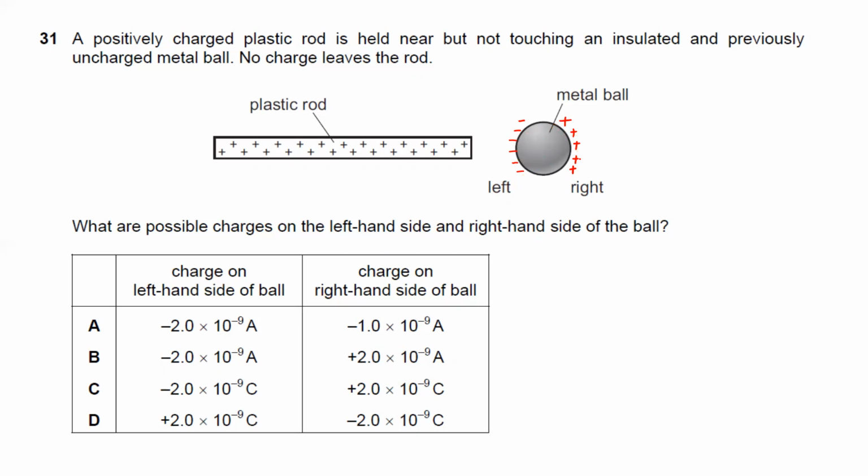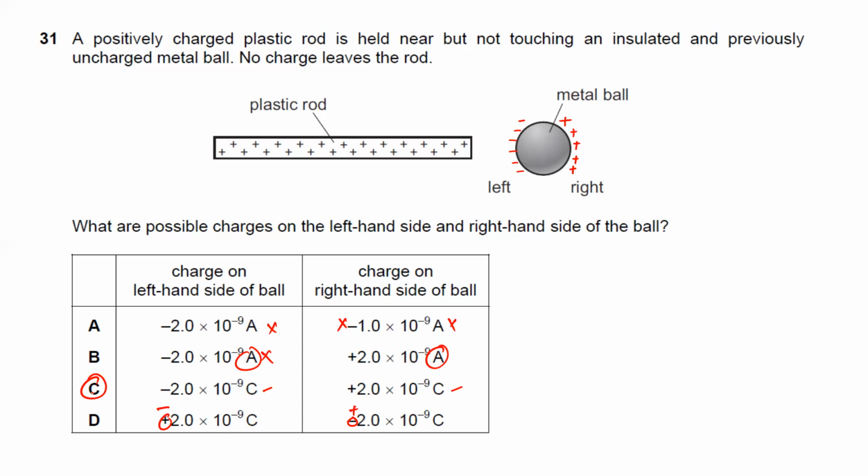So the charges in one option are not equal. Another option gives 2 times 10 to the power minus 9 amperes. Again, charges are not in amperes, so again these are not the right choices we have. Minus 2 times 10 to the power 9 coulombs, for example, and positive 2 times 10 to the power 9 coulombs. This appears right. On the left side there are negative charges, and on the right side there are positive.